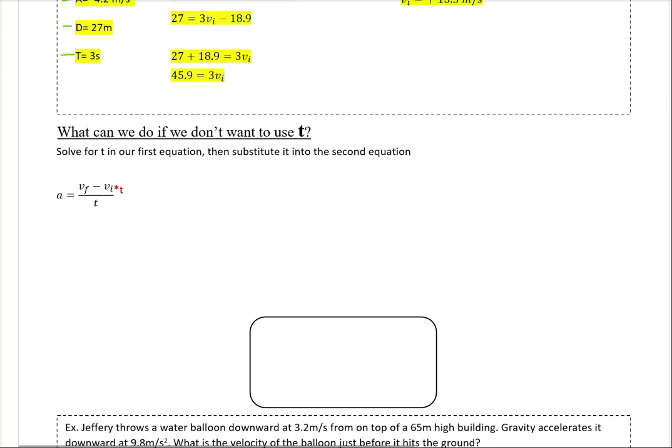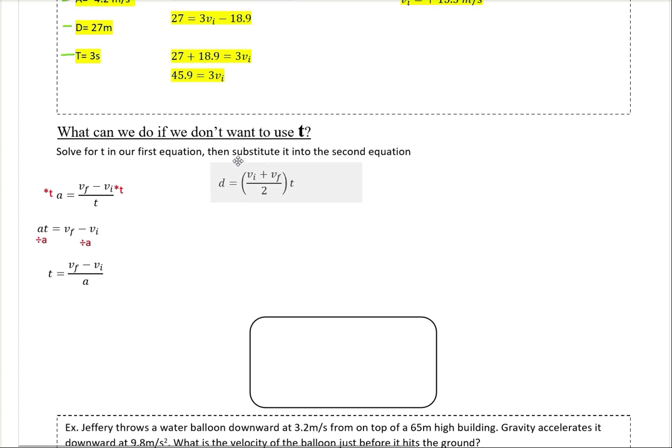Oops, sorry. I just highlighted everything by accident. Whoops. So yeah, there you go. I'm just multiplying both sides by T to move T into the numerator. So that gets me A times T is equal to VF minus VI. And then I want to get T by itself, so if I divide both sides by A, then it'll get me T by itself. There we go. I have T is equal to VF minus VI, and that whole thing is divided by A. Now I'm ready to substitute that into my second equation.